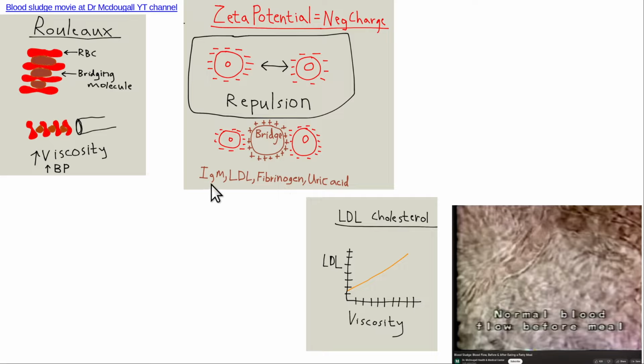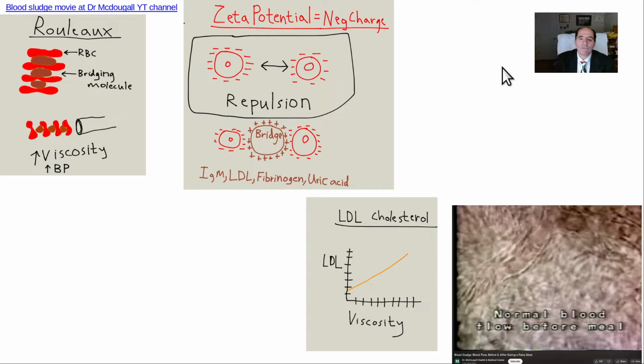IgM antibodies, that's the first antibody to go up during an acute infection. So those will also, and they're big enough and they're positively charged, they can be a bridging molecule here and stick the red blood cells together. Normally the zeta potential, the negative charge on the outer surface of red blood cells, repels them from each other, so they don't stick together. The negative charge comes from cholesterol sulfates, heparan sulfates, and sialic acids on the endothelial glycocalyx, the outer surface of the red blood cell. The higher the LDL cholesterol, the higher the blood viscosity, meaning the thicker the blood.